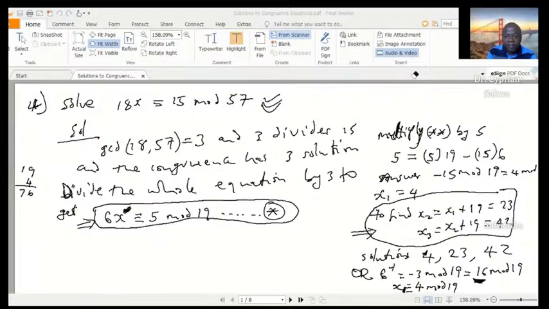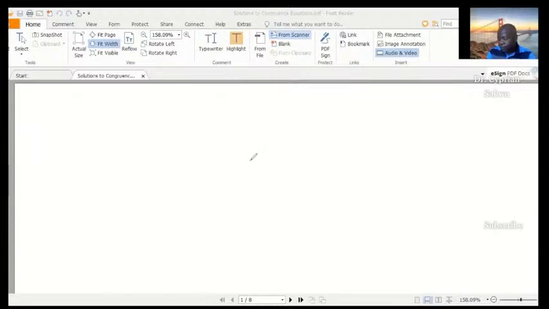Now, what would be the inverse of 6 using the Euler theorem? It would be 6 raised to phi of 19 minus 1. But phi of 19 is 18. 18 minus 1, so this is 6 raised to 17. The same thing we've done. So we proceed by forming a square table. I want to look at another example. This will be the last example.